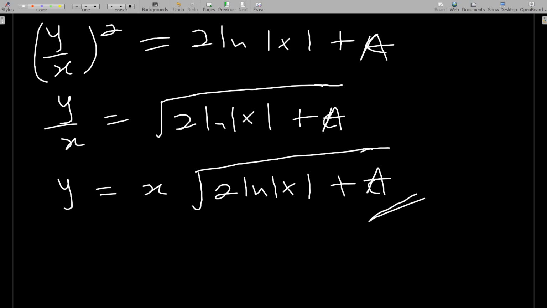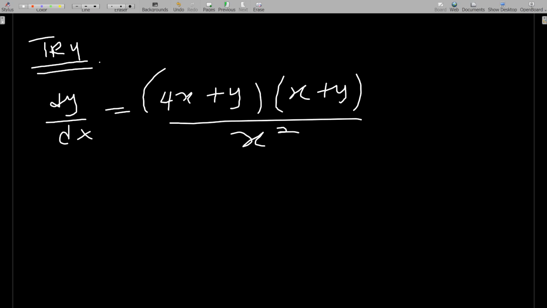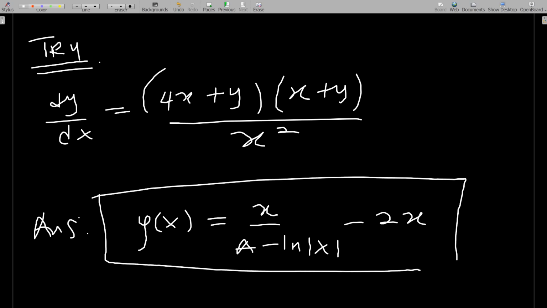Okay, so thank you, and also try this. Let me know if you're able to solve this. Your try question is this: dy/dx is equal to 4x plus y. All of these we simplified to show how or why they are homogeneous in our first lesson on homogeneity. Solve this, and the expected answer is y of x is equal to x over a minus ln x, minus 2x. So you should take note of this. This is the solution you will get if you're able to go through it.